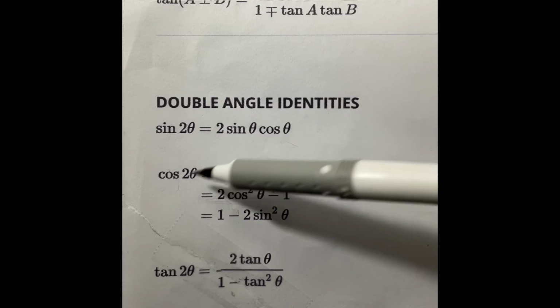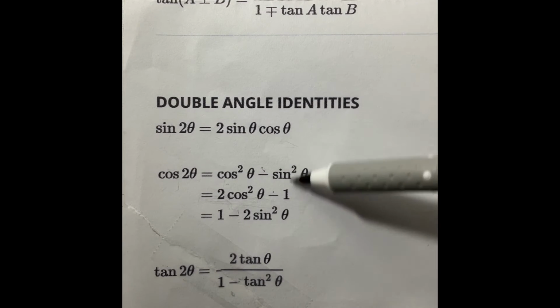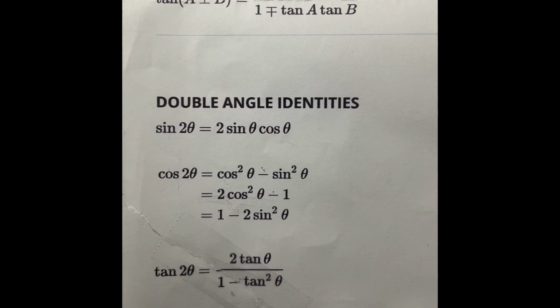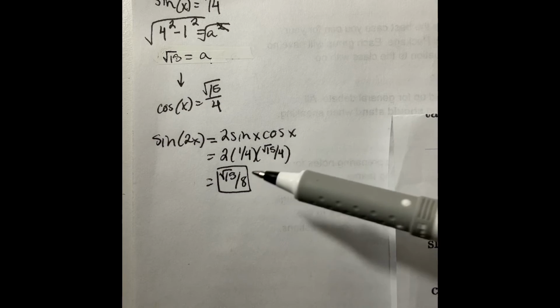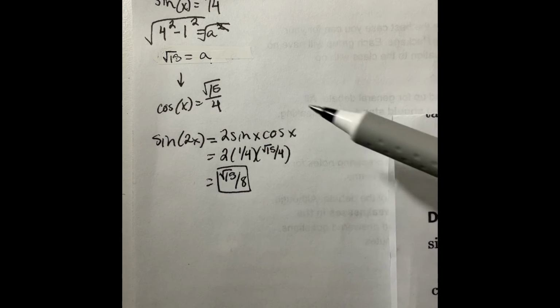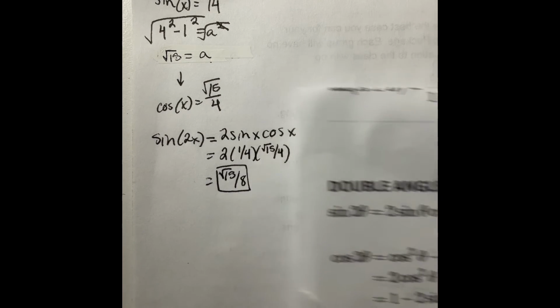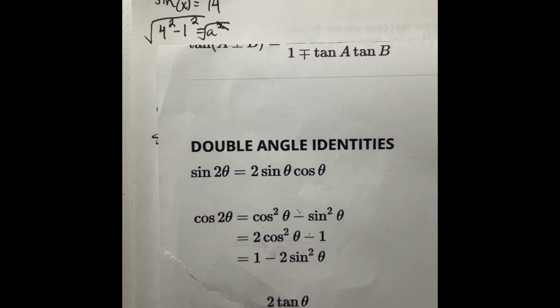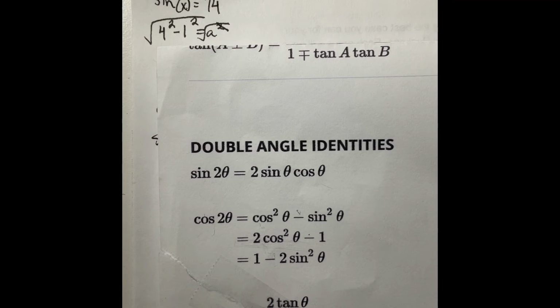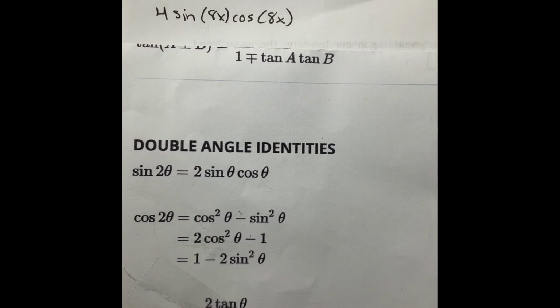You're replacing this value with one of these, completely replacing it, just like how we did over here. If you started with sine 2x, you're completely replacing with that identity, and you're plugging in the values that you need. Okay? So, moving on to simplifying expressions.